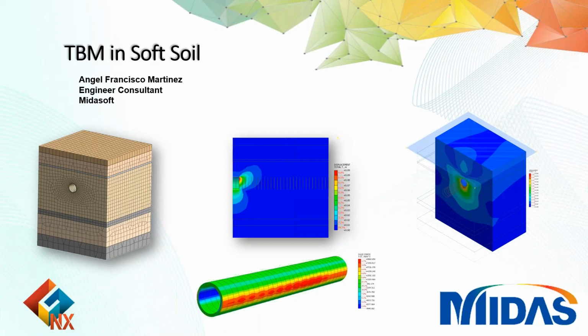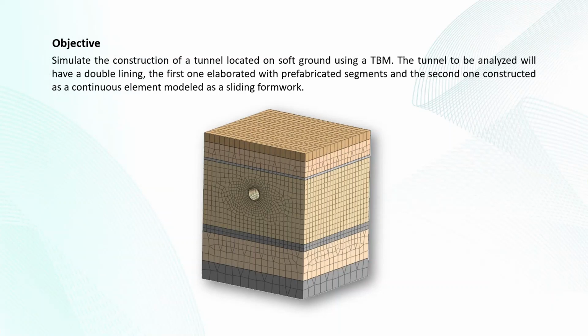So the objective of today's session will be to simulate the construction of a tunnel located in soft ground. We will have this tunnel modeled as having double lining support. The first will just be prefabricated segments, and the second support will also be a solid to model what would be essentially a sliding formwork. So both of our supports for the tunnel will be solids, and then we'll also model the shield of the TBM as a shell element.